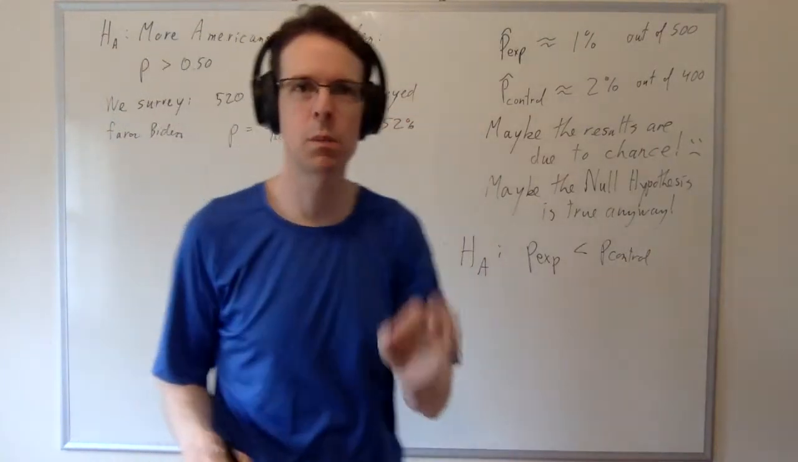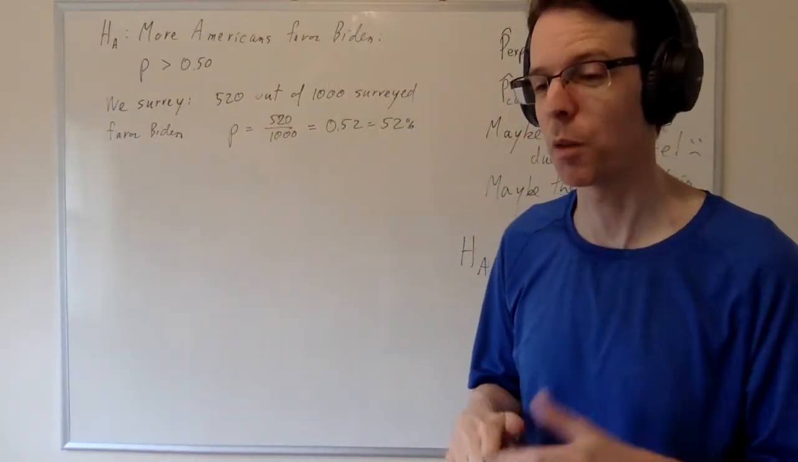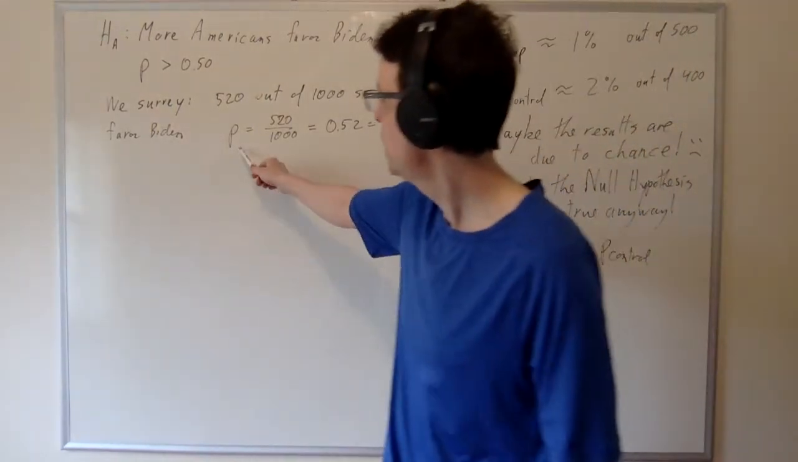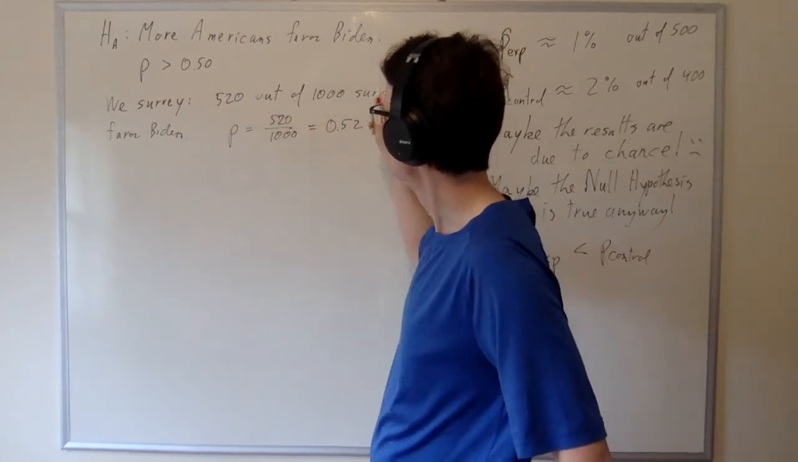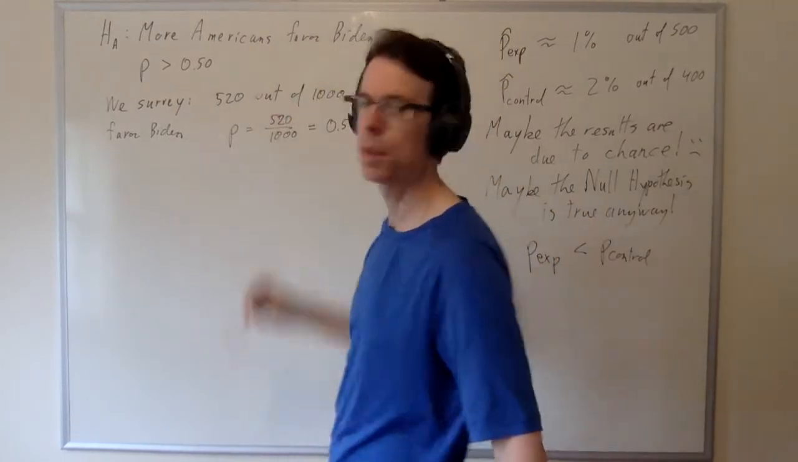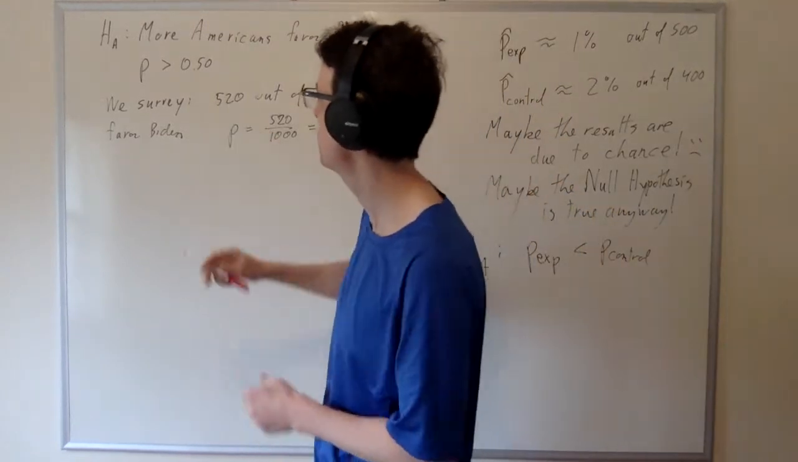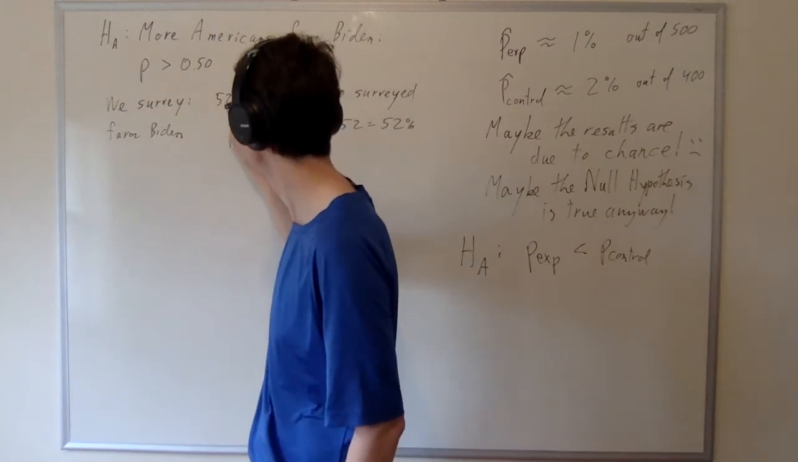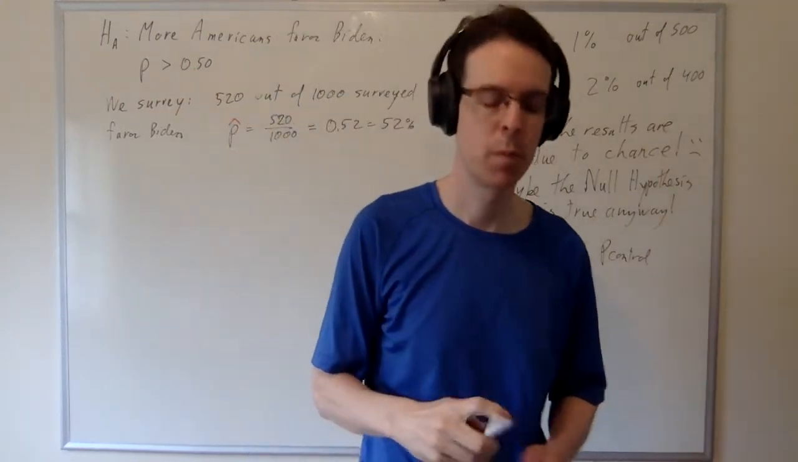But there's one small mark that I've left off the whiteboard, and it's probably the most important mark for you to understand here. This P is not that P, right? This is 520 out of 1,000. That's the sample. This hypothesis is about the population. This P and that P are not the same P. This is population, this is sample. This is a parameter, this is a statistic. This is a P hat, right?